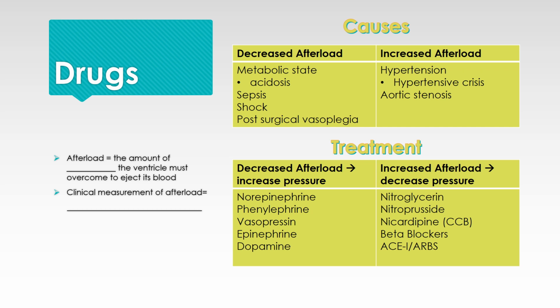What are some common causes of an increased afterload? So this would be an SVR greater than 1200. Well, we see this in hypertension, specifically hypertensive crisis, and another cardiac condition would be aortic stenosis.